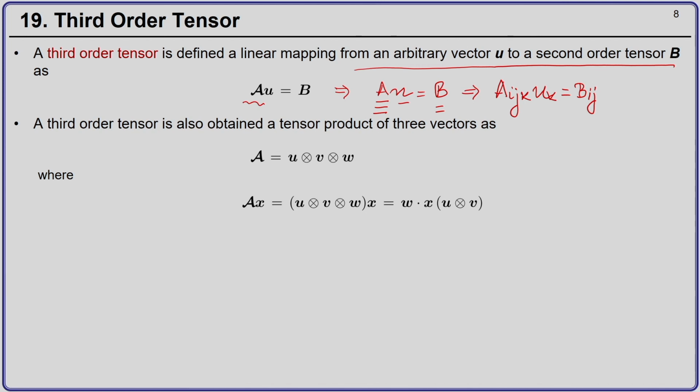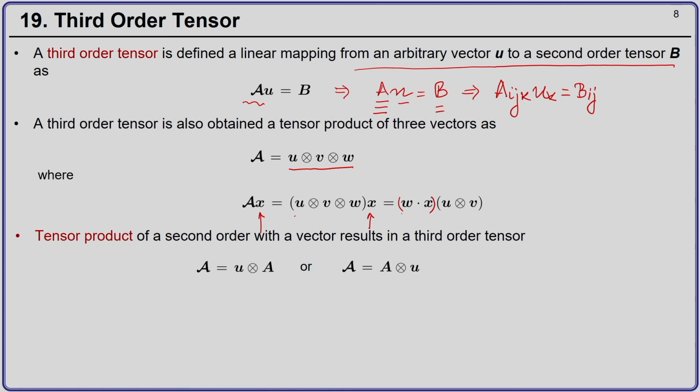Now, a third order tensor can also be obtained using the tensor product of 3 vectors. Say you have 3 vectors u, v and w. So, if you take u tensor product v tensor product w, the resultant quantity that you get is a third order tensor A. Okay. And the way it functions is, if you take an arbitrary vector x, then u tensor product v tensor product w operating on x is defined as w dot x times u tensor product v. Okay.